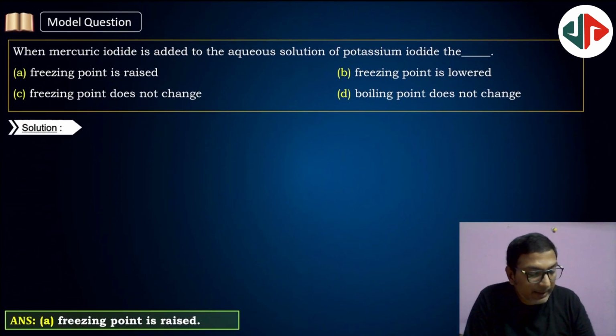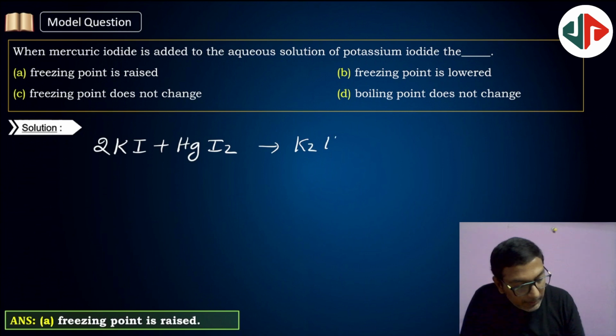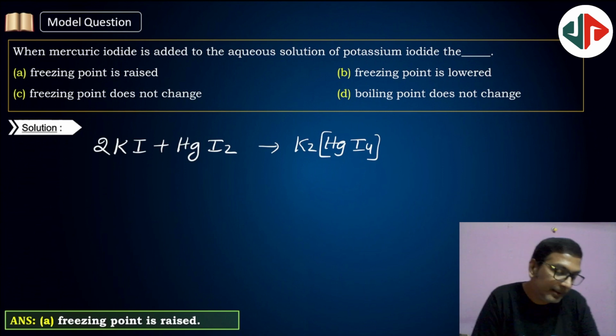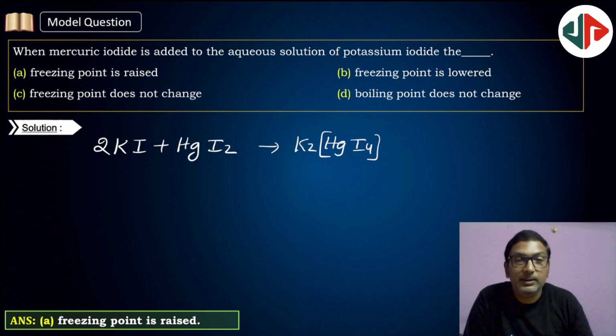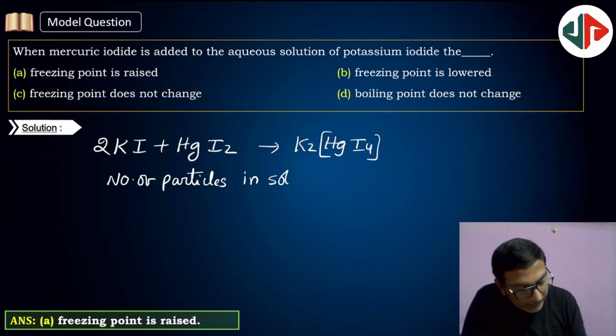So when mercury iodide is added to aqueous solution of potassium iodide, 2KI plus HgI2, take here 2 moles, gives K2HgI4. So the number of particles in solution decreases.